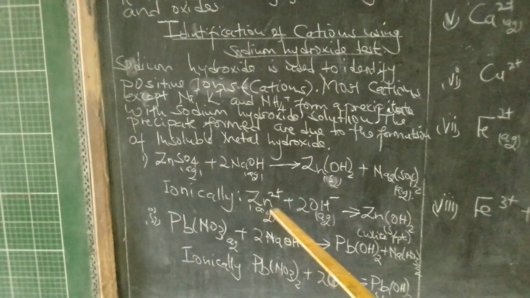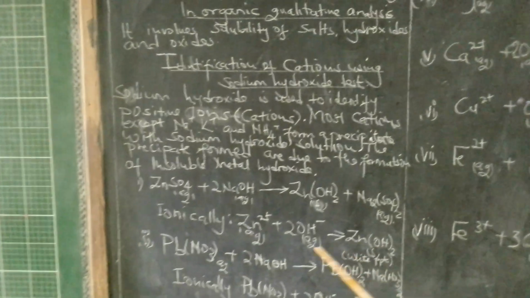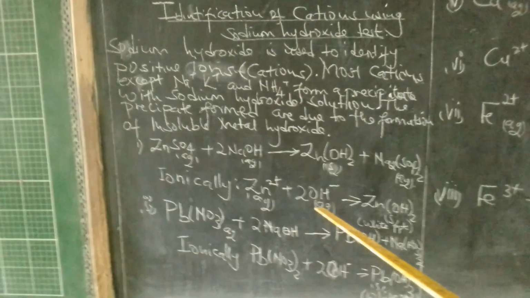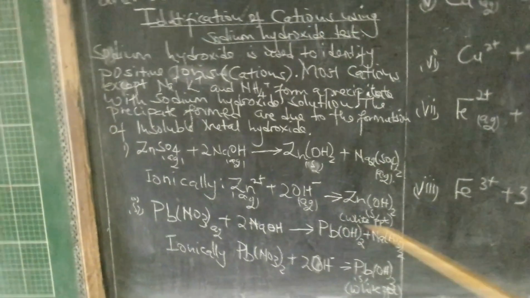When you write ionically, you write Zn2+ plus 2OH-, because zinc has got what? A valency of 2. And then hydroxide, the one that is participating in the reaction, combined to form zinc hydroxide. Zinc hydroxide is the one that is white precipitate.